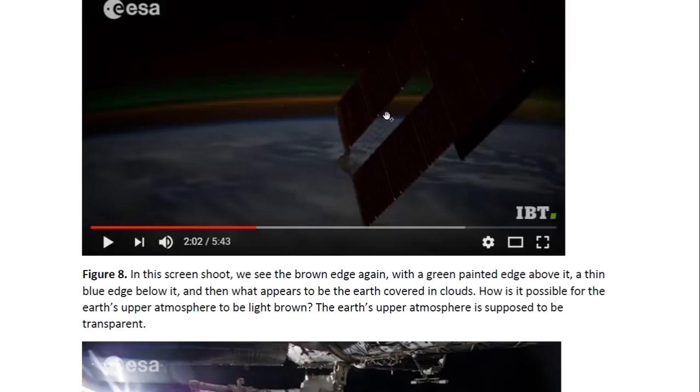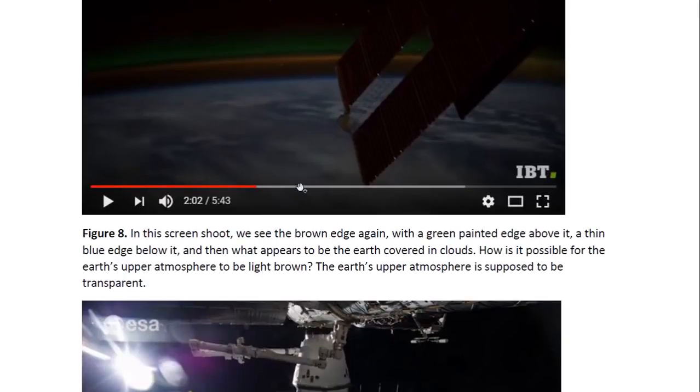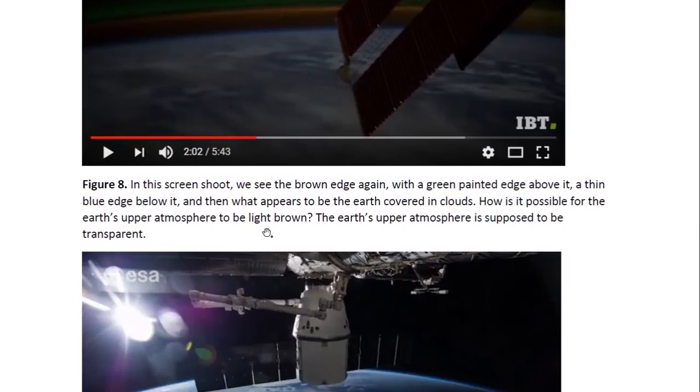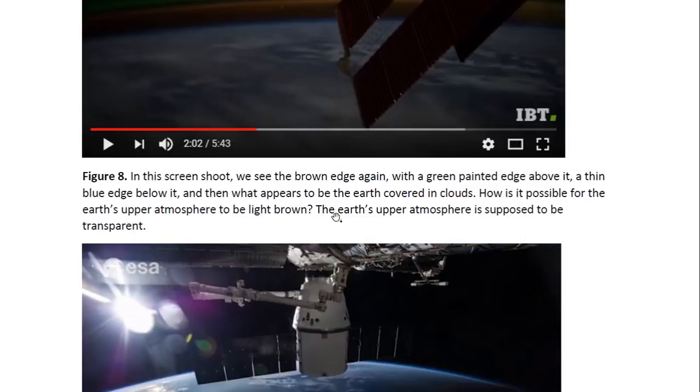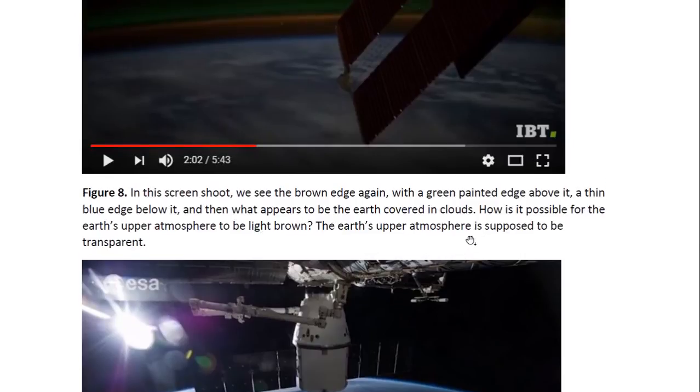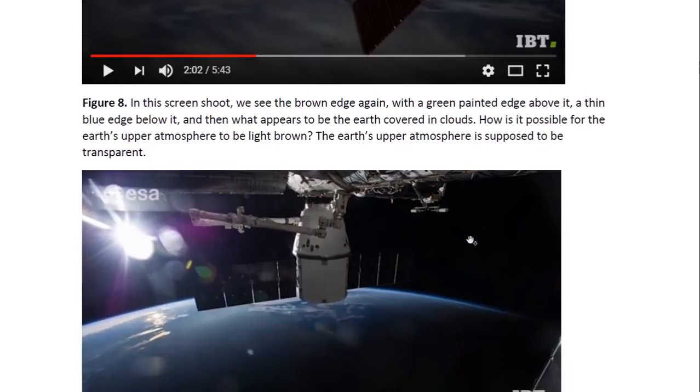We can see the top of the atmosphere. Perhaps that's what they simulate in brown. And then there's this green, which would simulate the aurora, I suppose. And this would be the clouds. How is it possible for the Earth's upper atmosphere to be light brown? The Earth's upper atmosphere is supposed to be transparent.